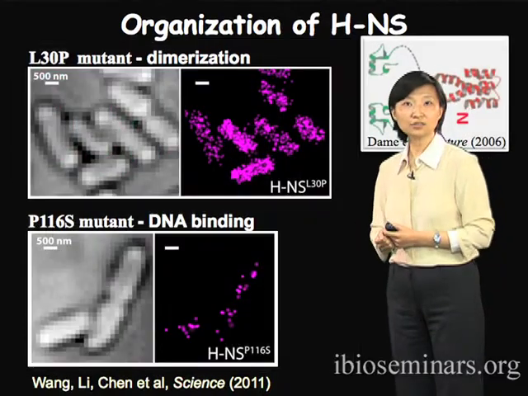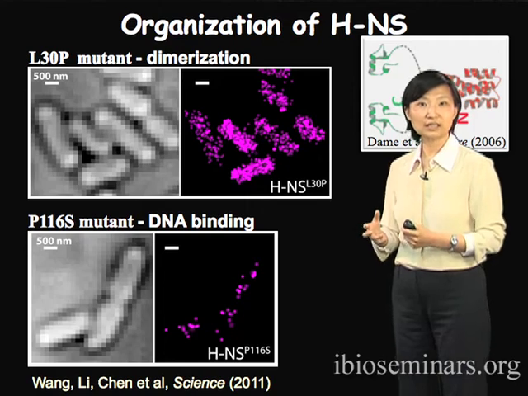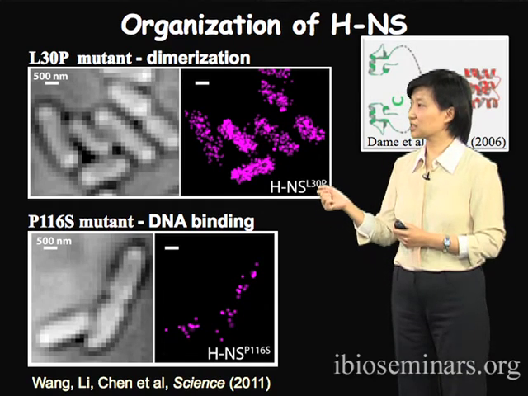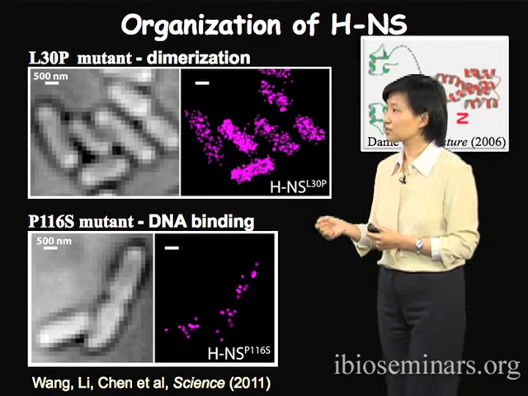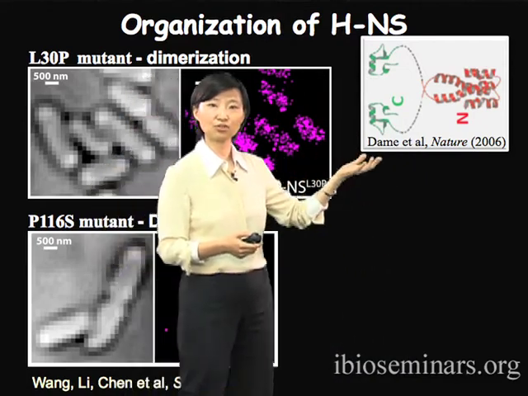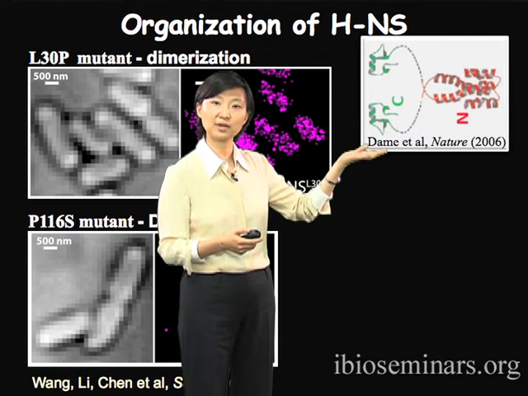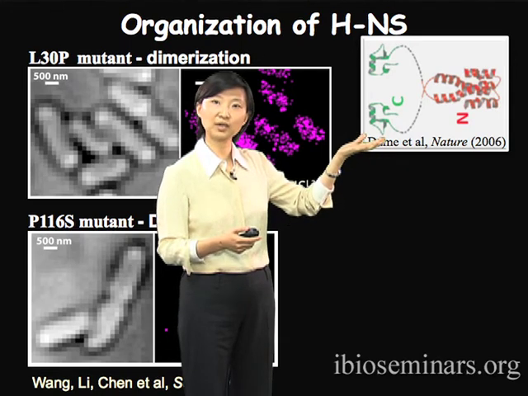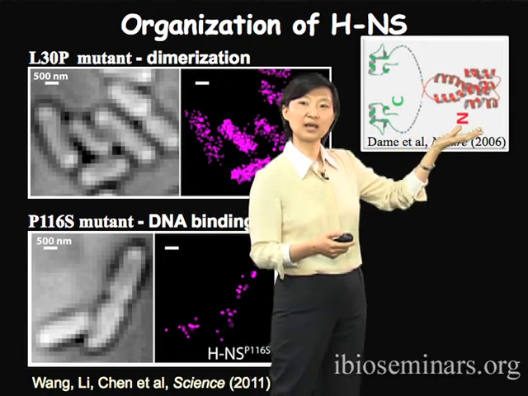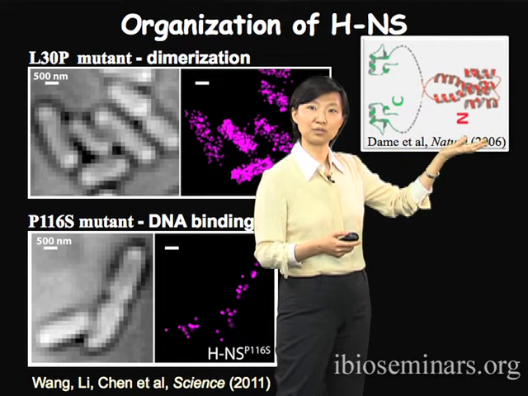And what's the mechanism that they cluster? To investigate that, we did mutation studies. The HNS molecule is known to have this type of structure, where it has 2 domains: a DNA binding domain near the C-terminus and a dimerization domain at the N-terminus.